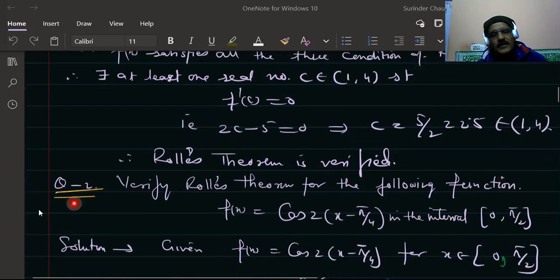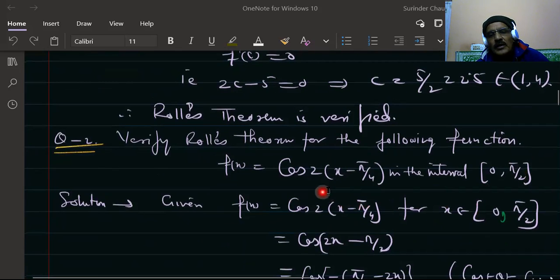Now the next problem is: verify Rolle's theorem for the following function. This is a trigonometric function, f(x) = cos(2(x - π/4)) in the closed interval [0, π/2].